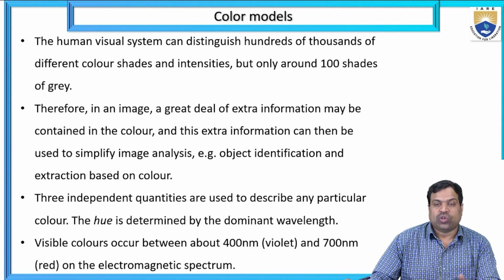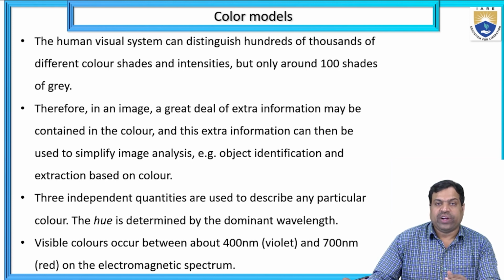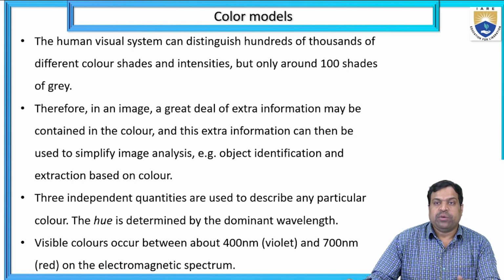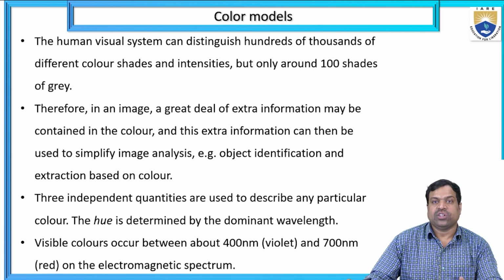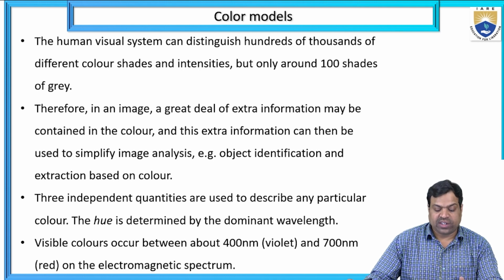So, we are creating a total of 7 colors as per the human visual system. It can distinguish hundreds of thousands of different color shades and intensities, but only around 100 shades of gray. Gray means black and white. Except for black and white, we are creating the other colors. Therefore, in an image, a great deal of extra information may be contained in the color, and the extra information can then be used to simplify image analysis. Example, object identification and extraction based on color.